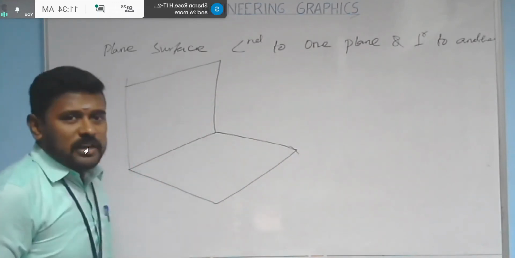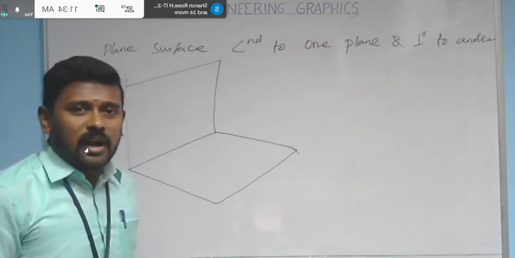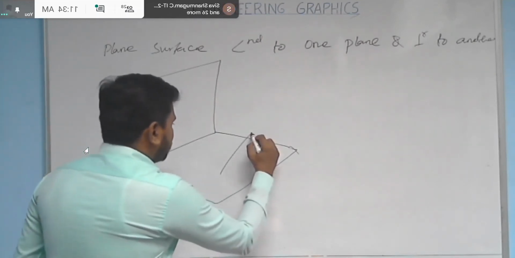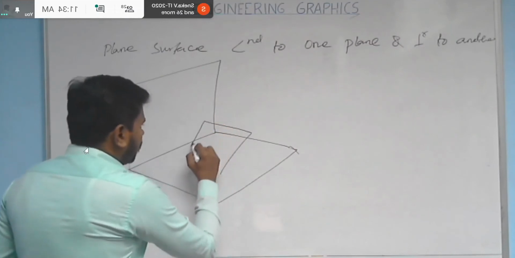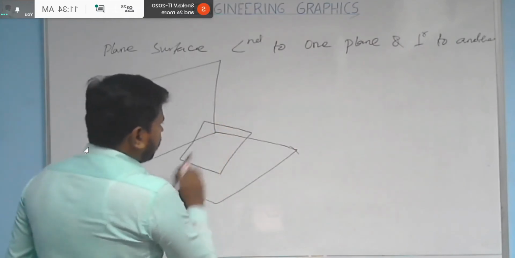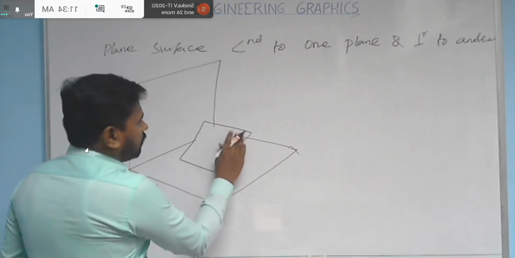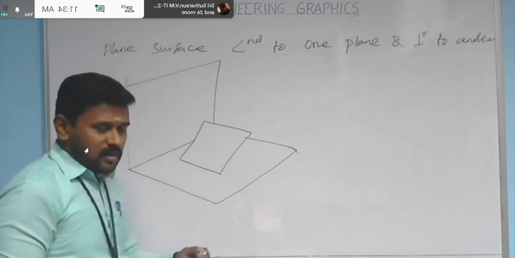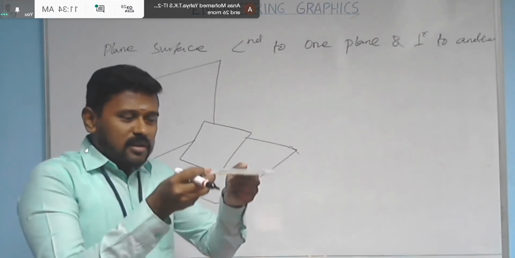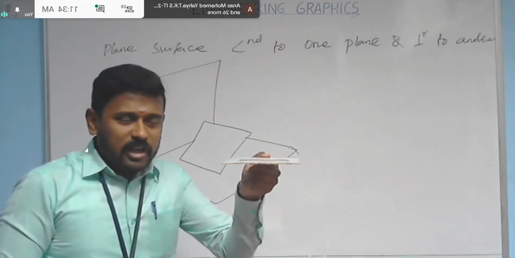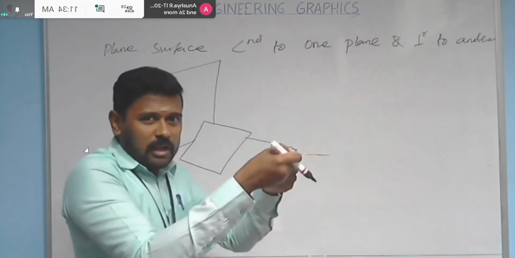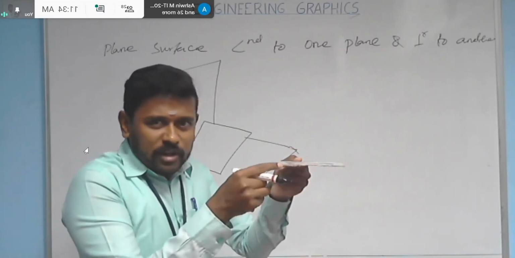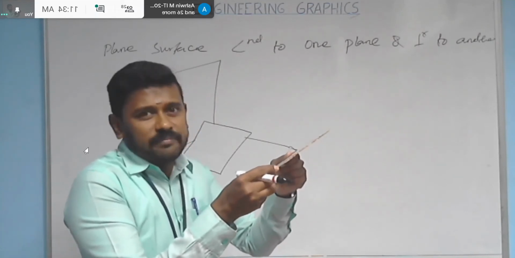First one, plane surface inclined to HP and perpendicular to VP. Then this will be like that. See here, a plane, now it is parallel to HP and perpendicular to VP. Now I am going to make it inclined to HP, from parallel to HP.